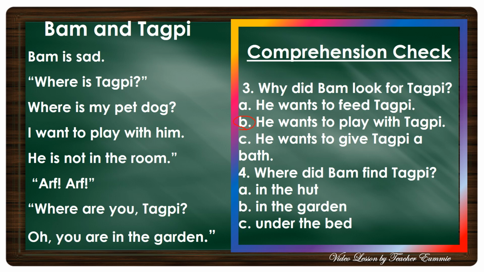Okay, next, number 4. Where did Bam find Tagbi? Is it A, in the hut, B, in the garden, or C, under the bed? Okay, very good. In the garden.